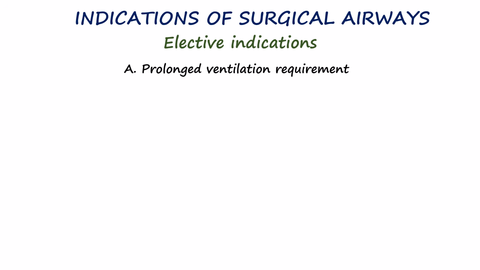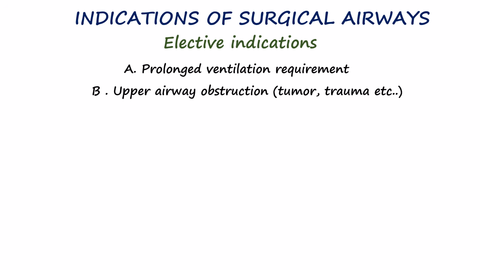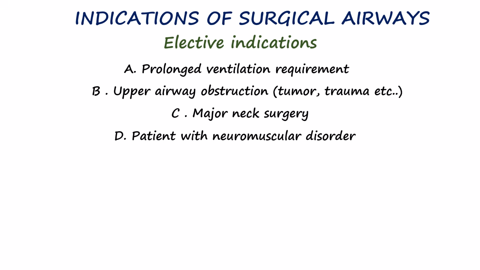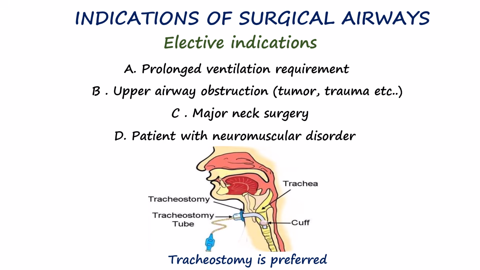Beyond emergencies, surgical airways may be performed electively when prolonged ventilation is required to prevent injury from an endotracheal tube, or when upper airway obstruction from tumors, trauma, or scarring is anticipated. They are also used in major head and neck surgery or in patients with neuromuscular disease needing long-term support. In such cases, tracheostomy is preferred over cricothyrotomy as it offers a safer and more stable long-term airway. However, in this video, we will focus on cricothyrotomy, as we are following a sequential approach to airway management, and cricothyrotomy provides the fastest and most reliable backup should other methods fail.